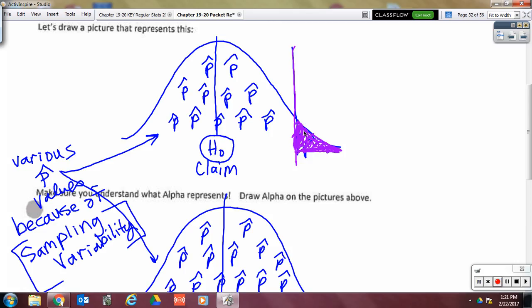If I had a sample that was way down here to the left, which direction would be more extreme? If I had a sample down here to the left, which direction would be more extreme?